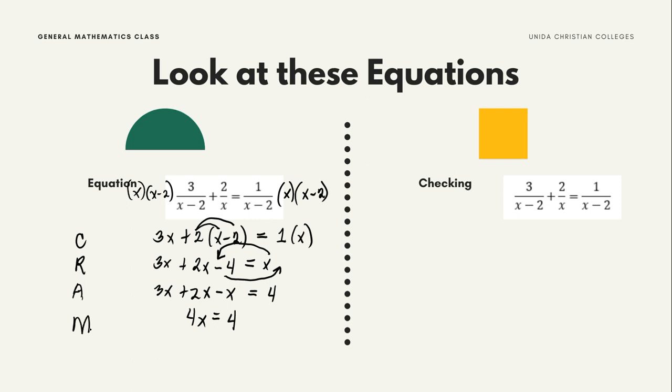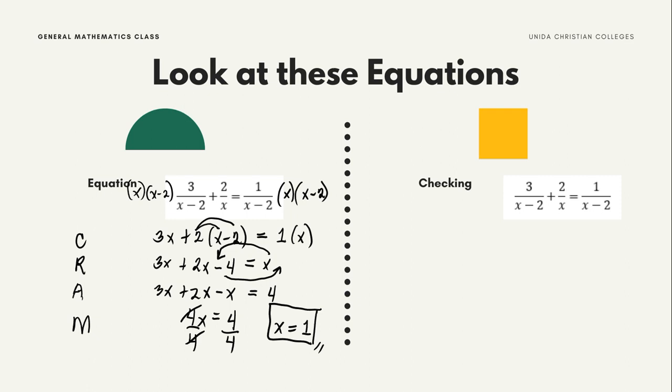And last, we have the last step. Multiply or divide both sides by the leading coefficient of your variable. And then, the leading coefficient of our variable is 4. So, divide both sides. Cancel, cancel. Then x will be equal to 4 divided by 4, we have 1.